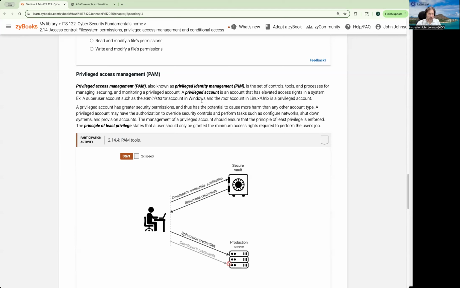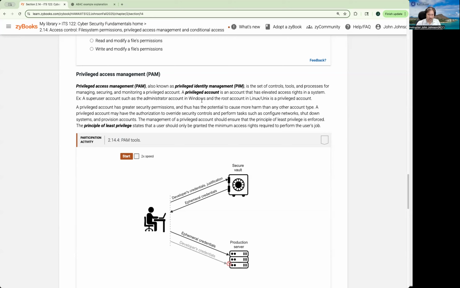When we talk about privileged access management, PAM, it's also known as privileged identity management. It's a set of controls, tools, and processes for managing, securing, and monitoring a privileged account like root. A privileged account is an account that has elevated access rights in the system. For example, a super user, such as the administrator account in Windows or the root account in Linux and Unix.